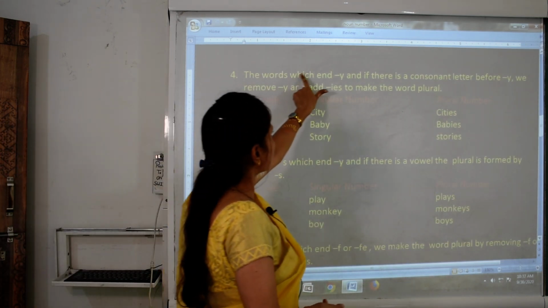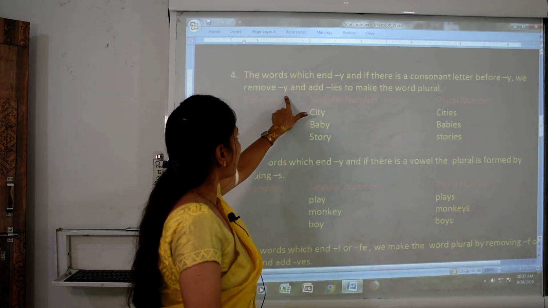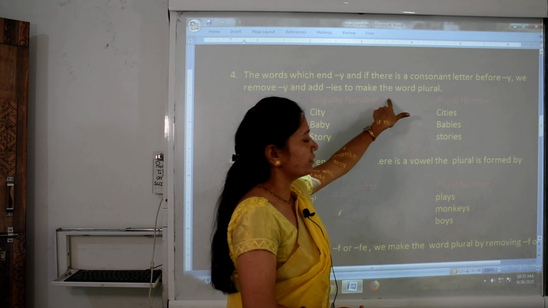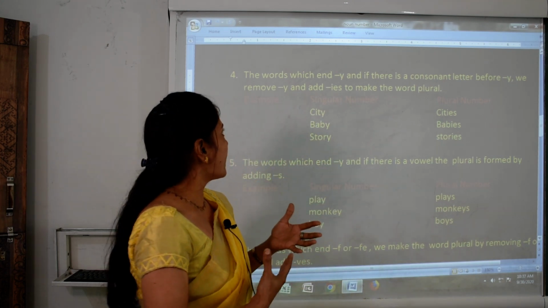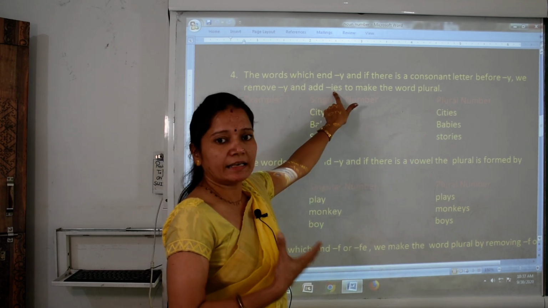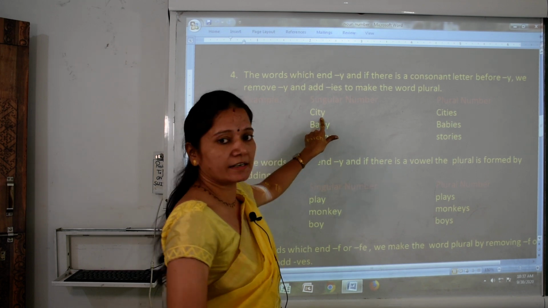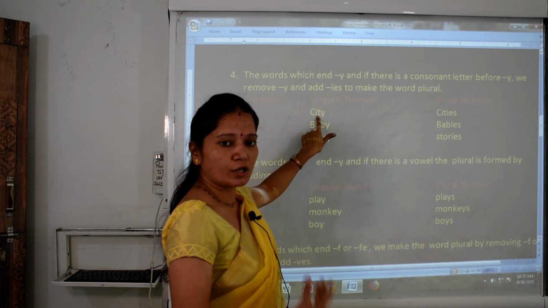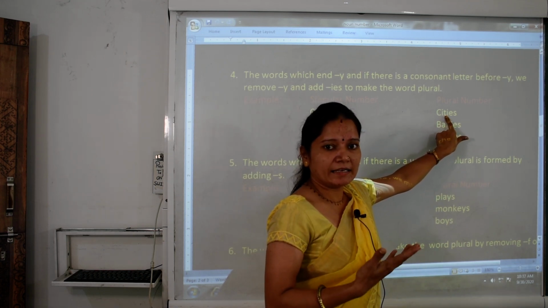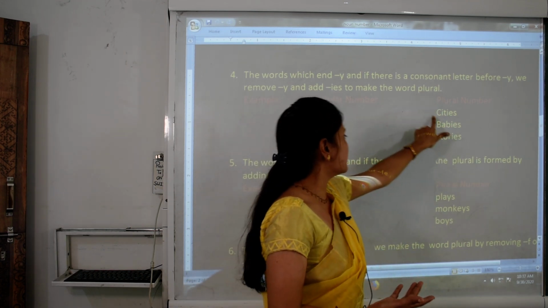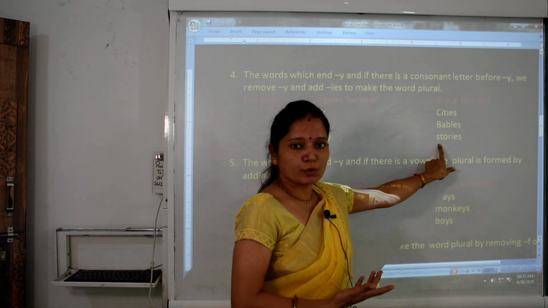Okay, the words which end in Y, and if there is a consonant letter before Y, we remove Y and add IES to make the word plural. So if the word ends with the letter Y, we remove Y and add IES. As you can see in the example, city. The last letter is Y, and before it there is a consonant. So we remove Y and we add IES. So city will become cities. Baby becomes babies, and story will become stories.